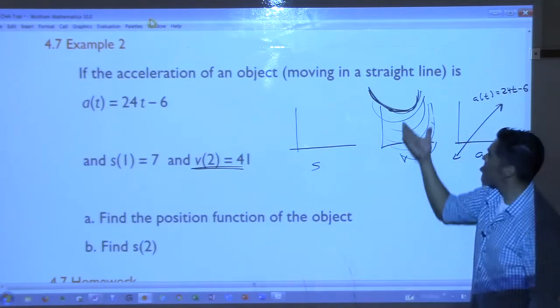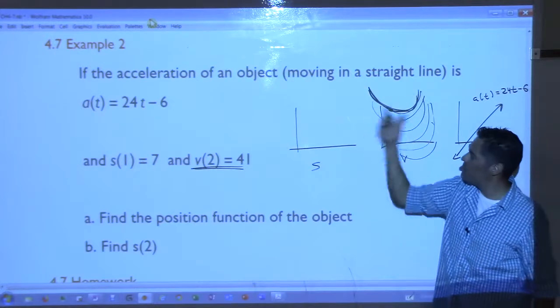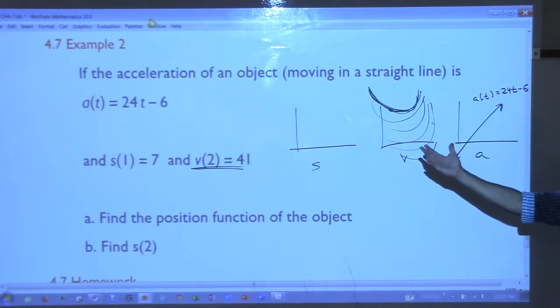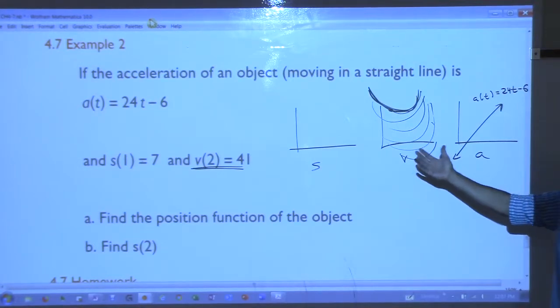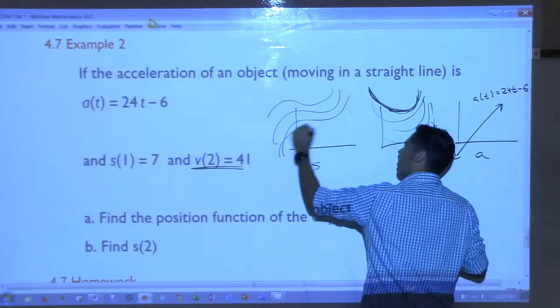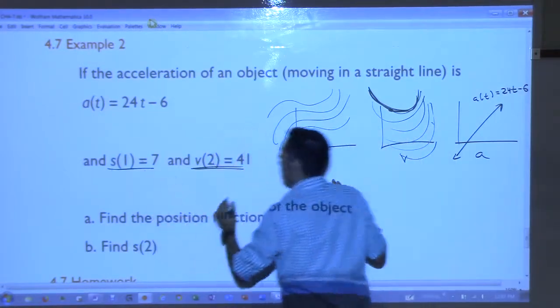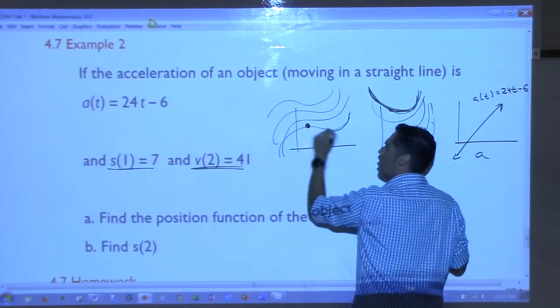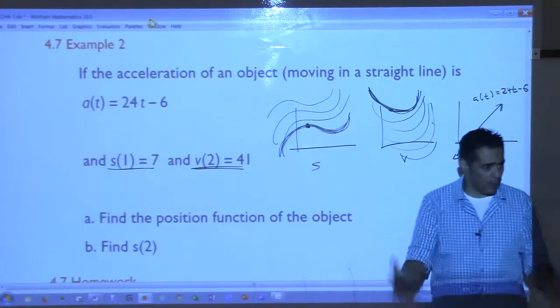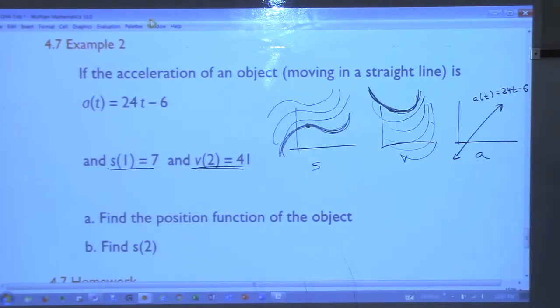Now, we do it again. There's our parabola. If we go backwards, what type of function are we going to get here? Cubic, right? Third degree. And it's a family, isn't it? And this piece of information is going to nail down which of these it is. And then we will know the position of the object at every point in time. Yay or nay?